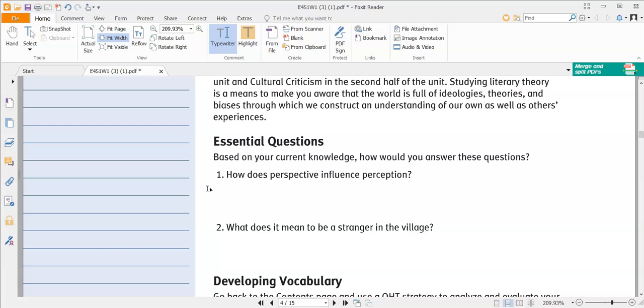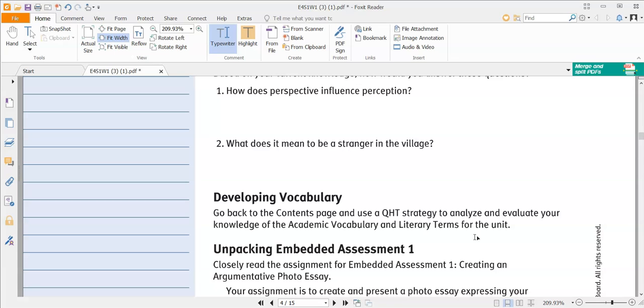The second one is, what does it mean to be a stranger in the village? You may have never heard that expression before, but consider being new to a town or a village, not knowing anybody there, and what that would feel like. So here you're describing what does it mean to be a stranger in the village.